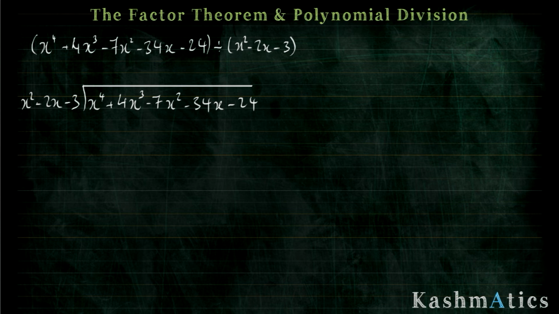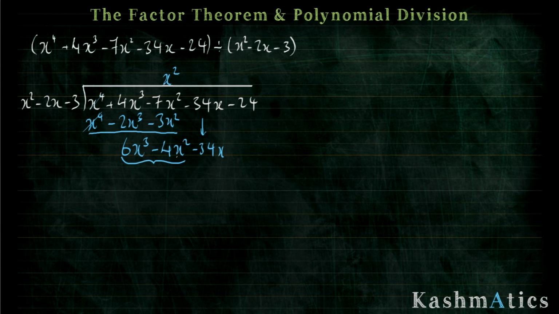So first of all, what do you multiply x squared by to make x to the power 4? And the answer to that is x squared. Now multiply x squared by all of this. That will give me x to the power 4, take away 2x cubed, take away 3x squared. So I need to subtract these. These terms will disappear, and what I'll get here is 6x cubed, take away 4x squared, and bring this down minus 34x. Remember, all of this was our remainder, and we're going to hook it onto the other term.